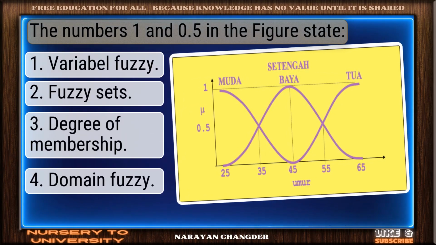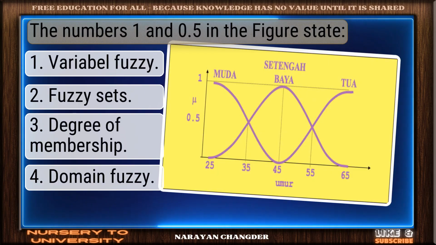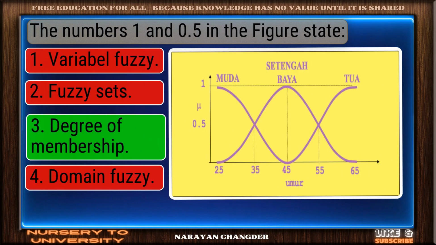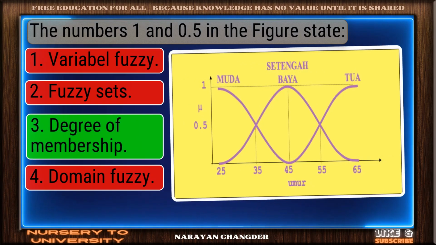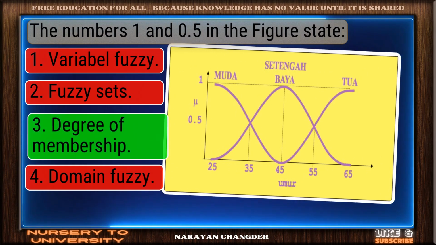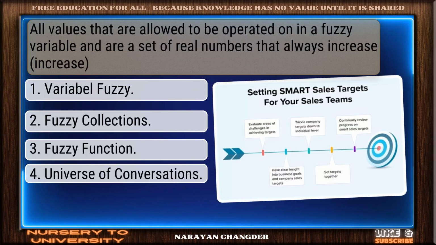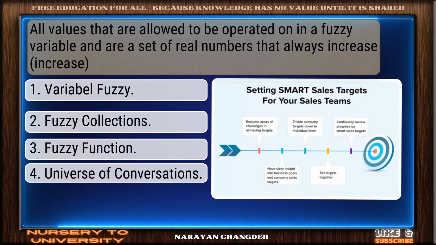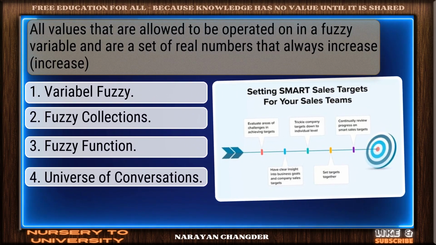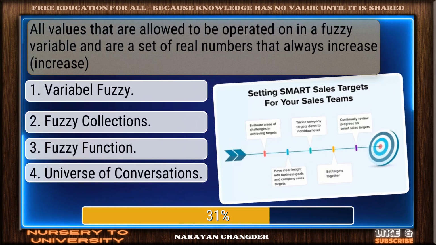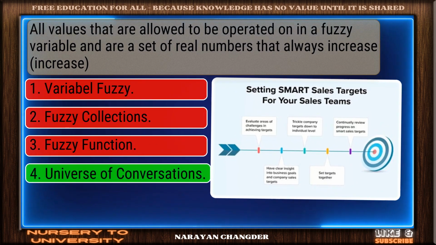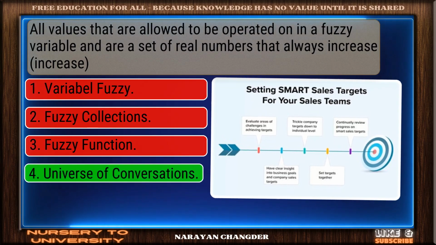Question number 5. The numbers 1 and 0.5 in the figure state. Excellent. Degree of membership is a brilliant choice. Question number 6. All values that are allowed to be operated on in a fuzzy variable and are a set of real numbers that always increase. Well done. Universe of discourse is the right choice.